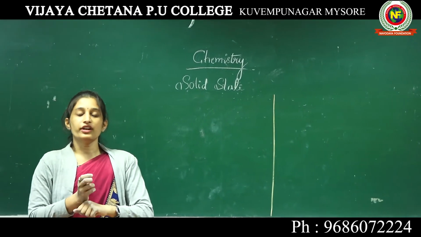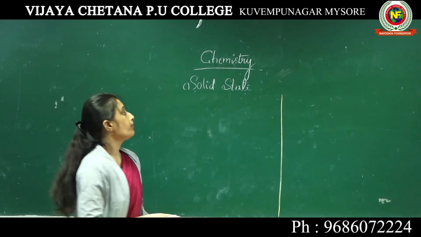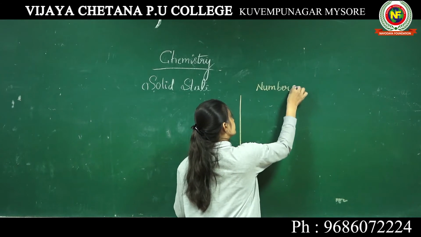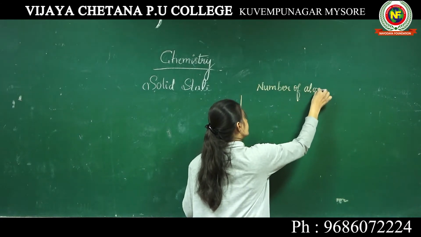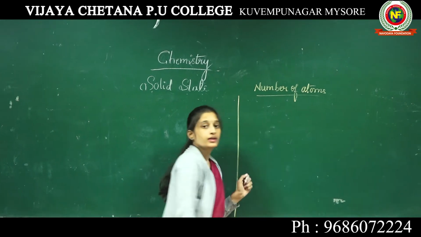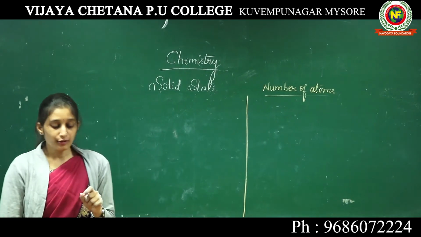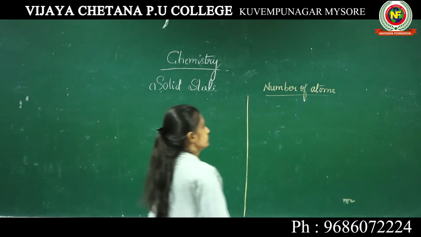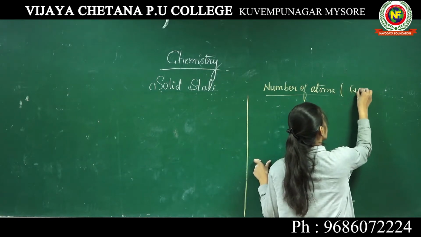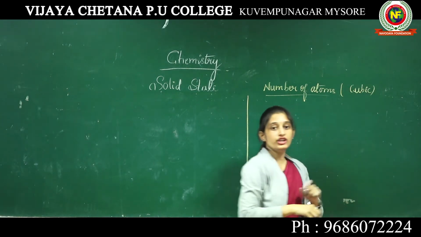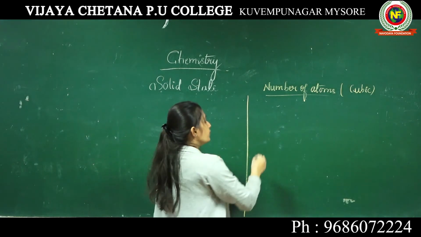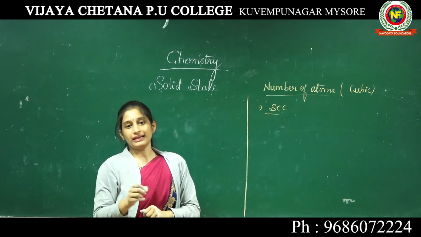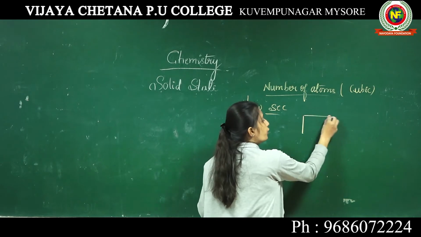Now, next one of the very important topic, number of atoms. Especially, we are going to calculate the number of atoms in only cubic system. For cubic system, we are going to calculate the number of atoms. First one for SCC. SCC means simple cubic crystal lattice. You know how to draw.